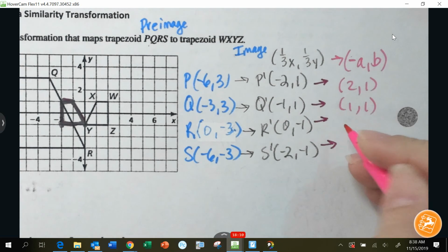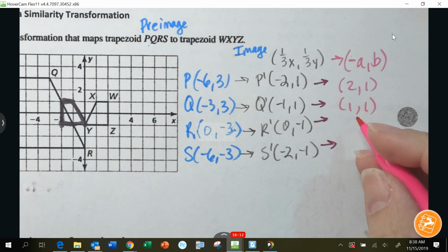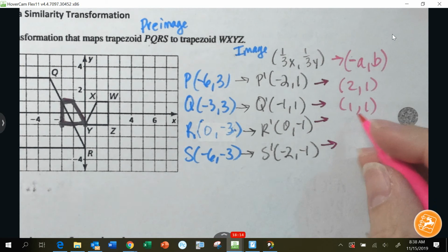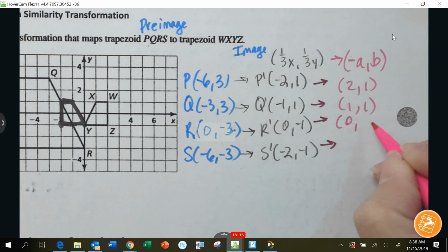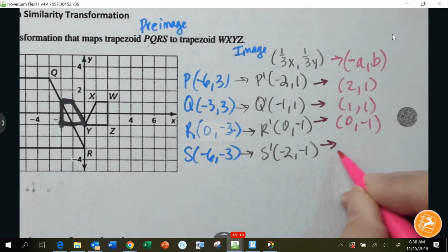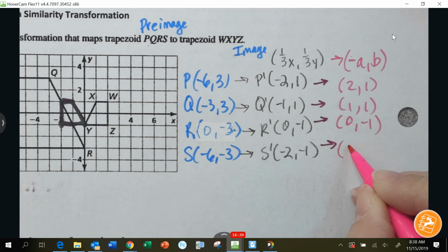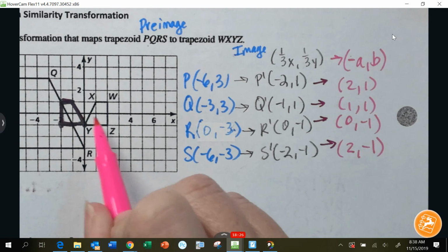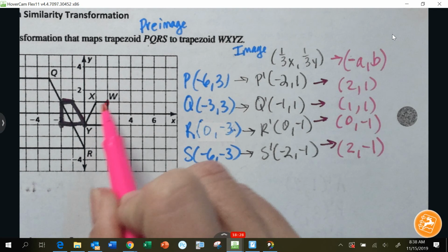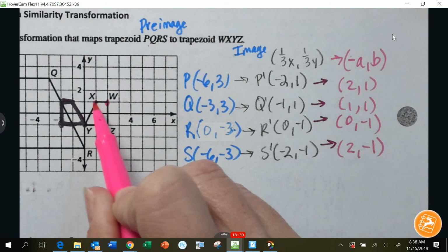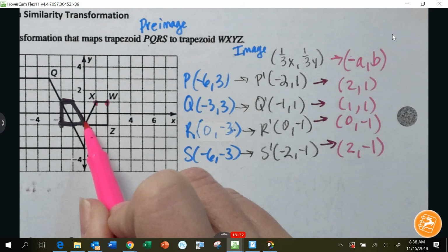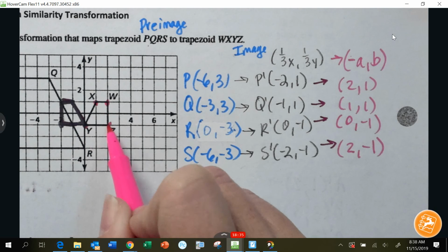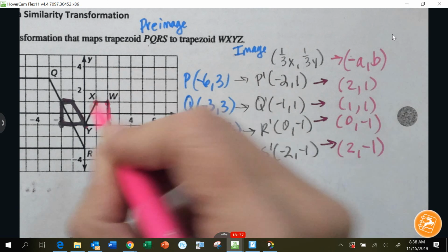Did you notice I used the pen this time? What do you think that tells Emily? She's right. 0, negative 1, and 2, negative 1. So we've got 2, 1, 1, 1, 0, negative 1, and 2, negative 1. Looks good.